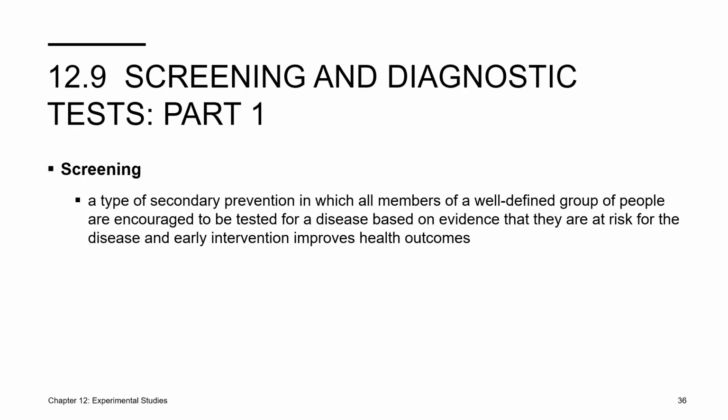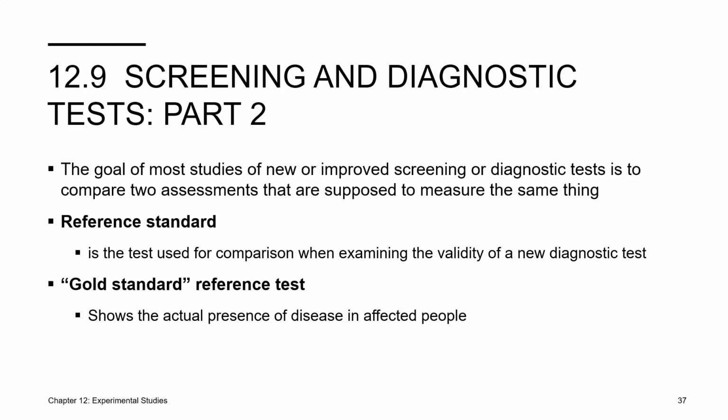Then finally, section 12.9 goes over screening and diagnostic tests. So what is a screening? A screening is a type of secondary prevention in which all members of a well-defined group of people are encouraged to be tested for a disease based on the evidence that they're at risk for the disease and early intervention would improve their health outcome.